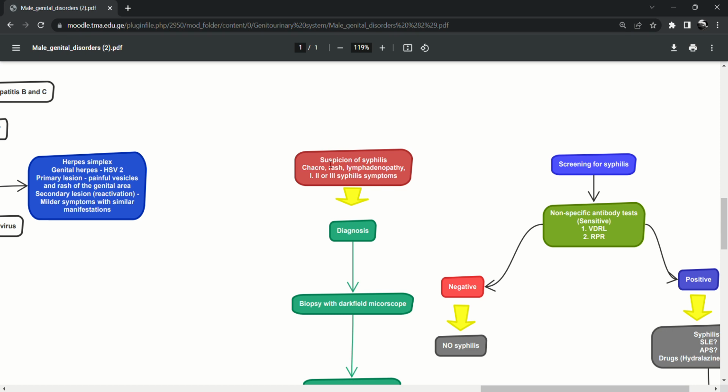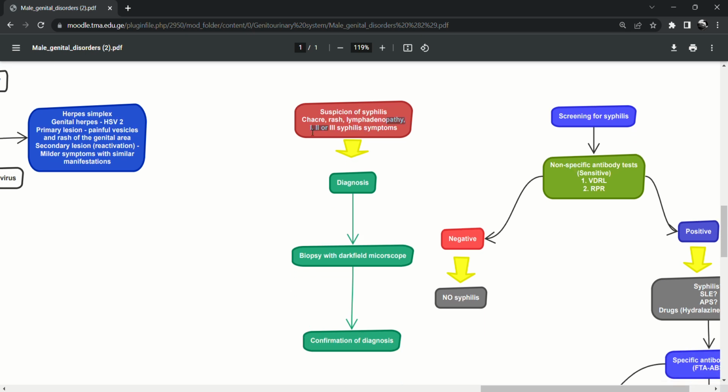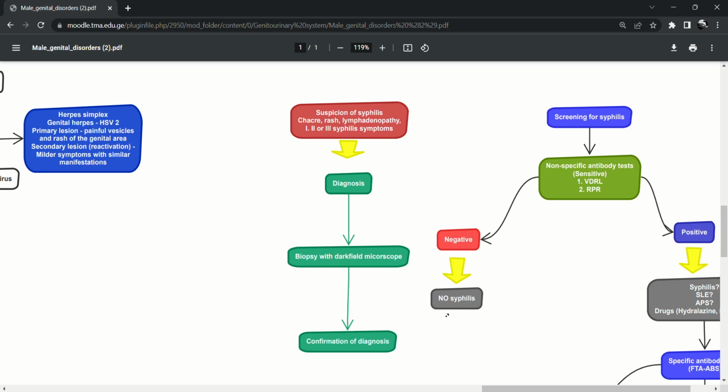So these are the diagnostic values in case of suspicion of syphilis. Either it will be chancre, rash, lymphadenopathy, in any type of syphilis, either primary, secondary, or tertiary. Diagnosis is made with a biopsy with dark field microscope, and then confirmation of the diagnosis is made.